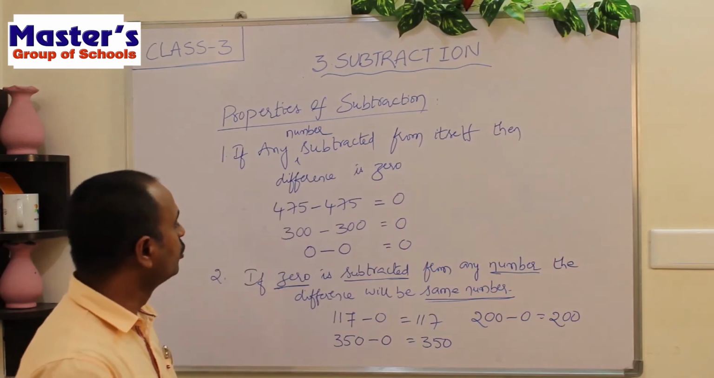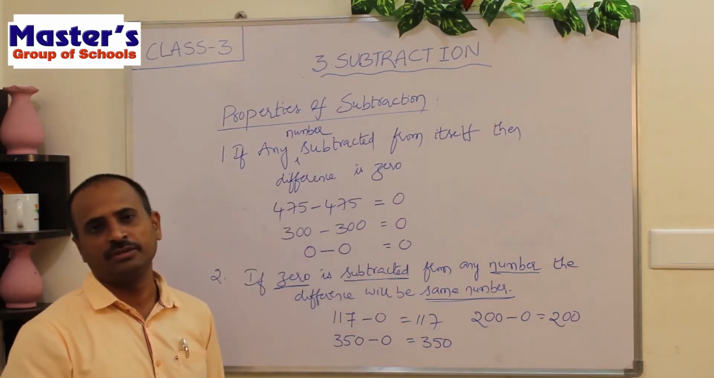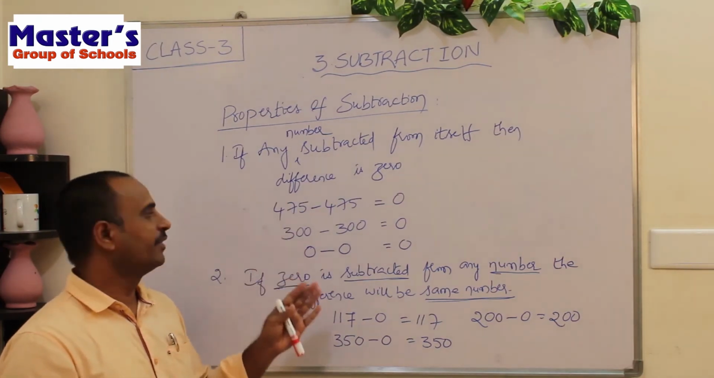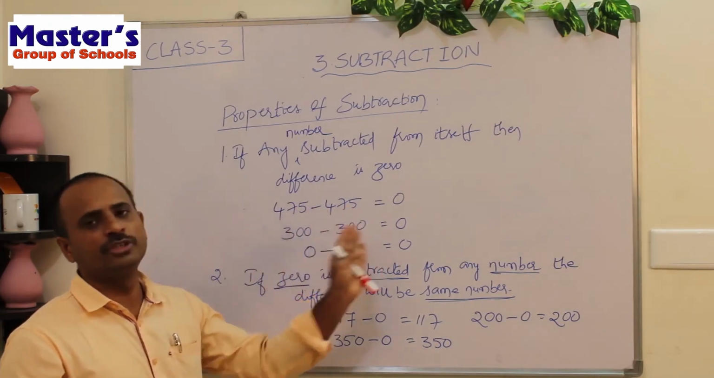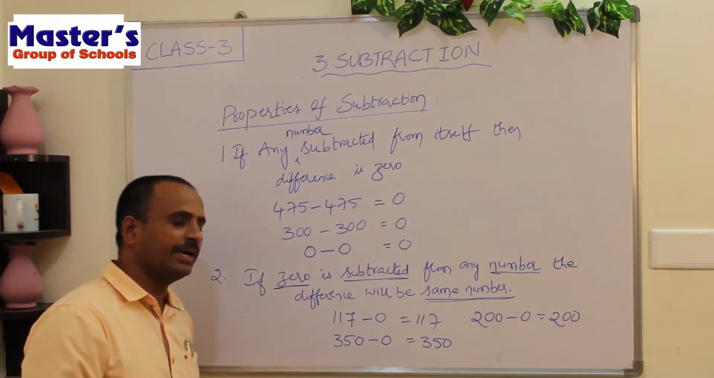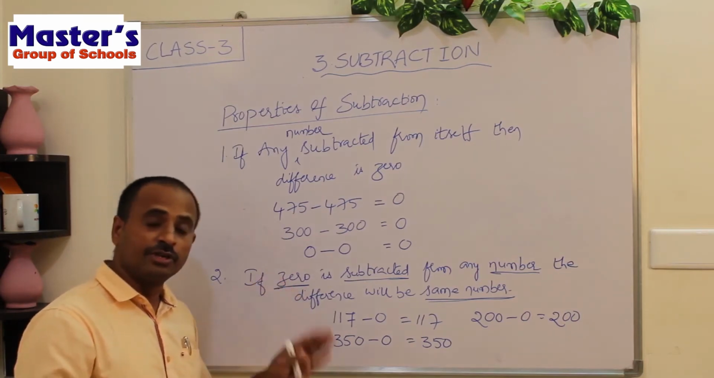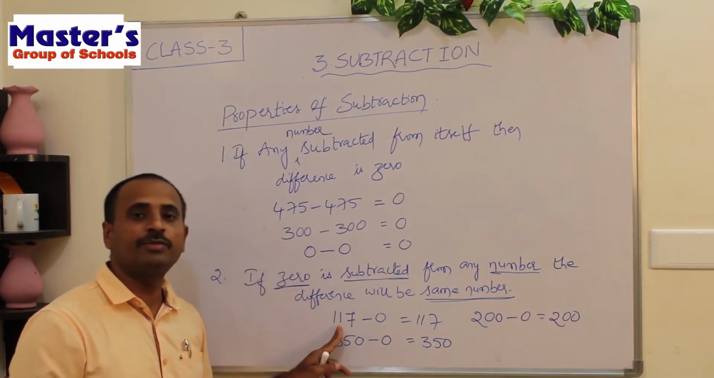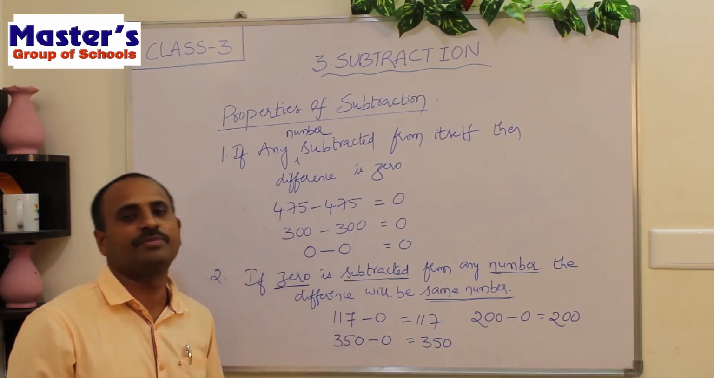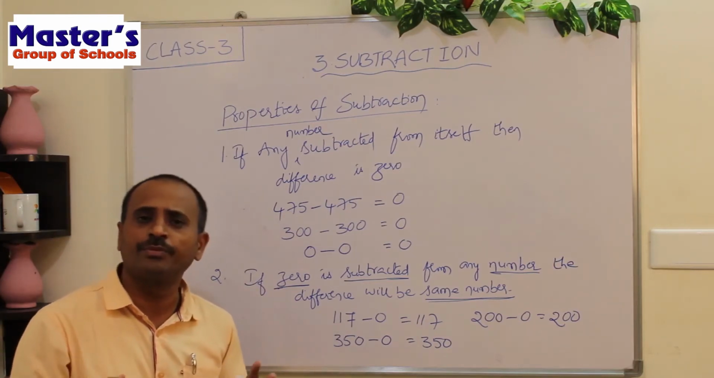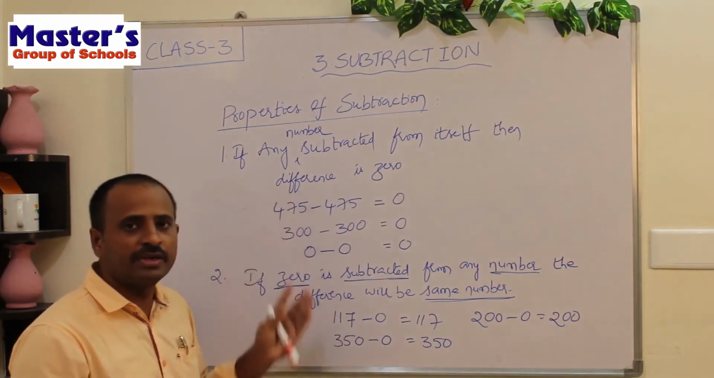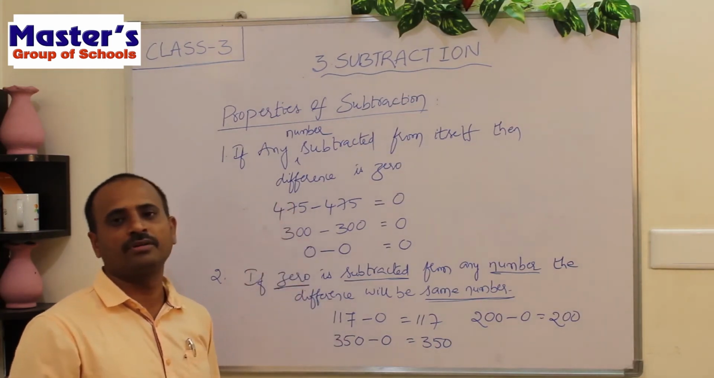So these are the two properties of subtraction. The first one is, if any number is subtracted from the same number, the answer will be 0. And the second property is, if 0 is subtracted from the given number, again we will get the same number. Now we will practice some problems on these properties of subtraction in the exercise part.